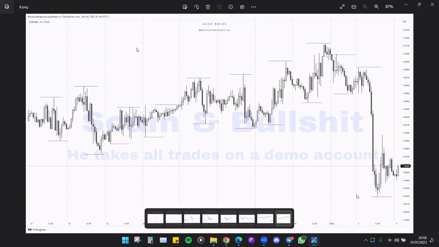Same thing with previous daily high, previous daily low, weekly high, weekly low, monthly high, and monthly low. At a point in time, previous daily high was taken, previous daily low was taken. So you can use all of these as targets, okay?